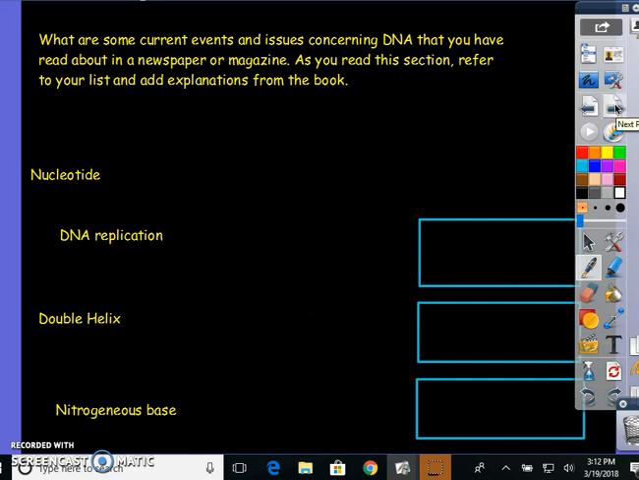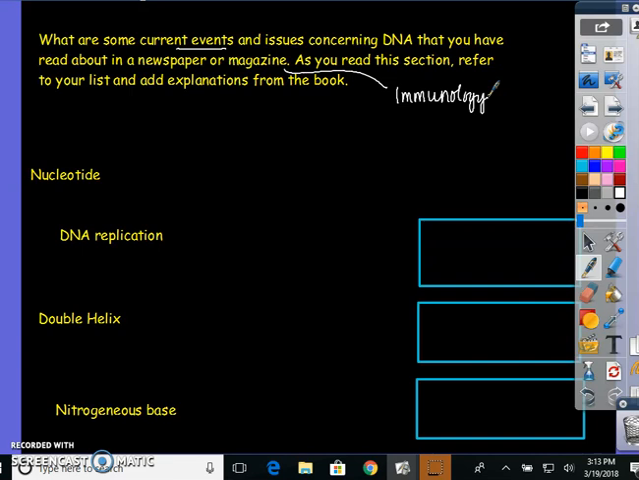These are some vocabulary terms that I picked out, and I thought maybe we could look at some current events and issues concerning DNA. If you've seen anything in the newspaper or magazines lately, there's a big push right now with looking at genetics and immunology. And we talked a little bit about this with our project, How to Stop the Spread of Infectious Disease. But let's go ahead and start defining some of this stuff.